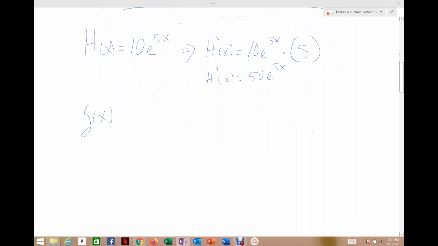Same thing if it was just something as simple as 2e to the negative x. So it's 2e raised to the negative x.